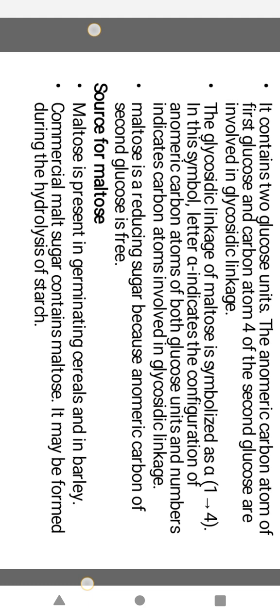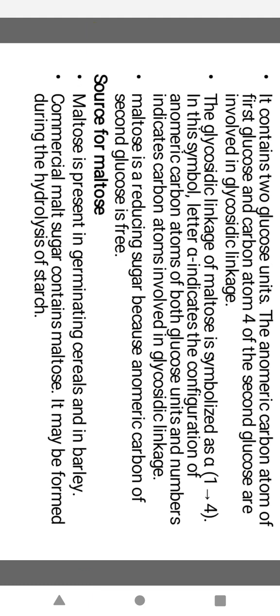Maltose is a reducing sugar because the anomeric carbon of the second glucose is free and contains the aldehyde group. Maltose is mostly present in germinating cereals and in barley. Commercially, we can buy it in shops as malt sugar. It is produced from the hydrolysis of starch.